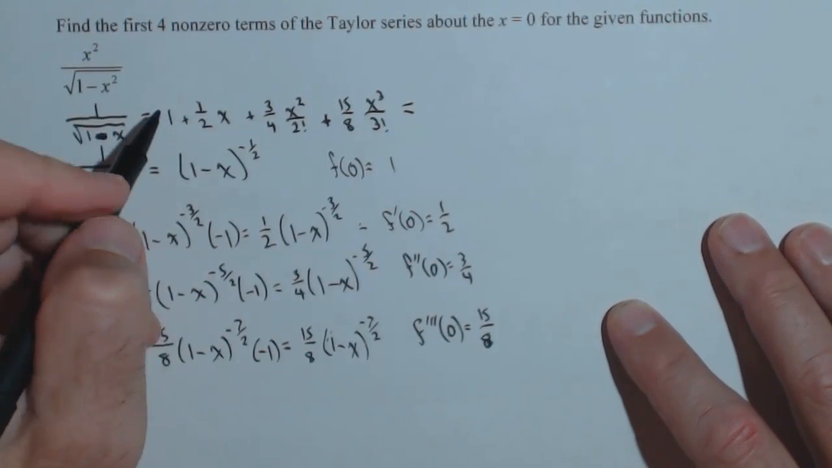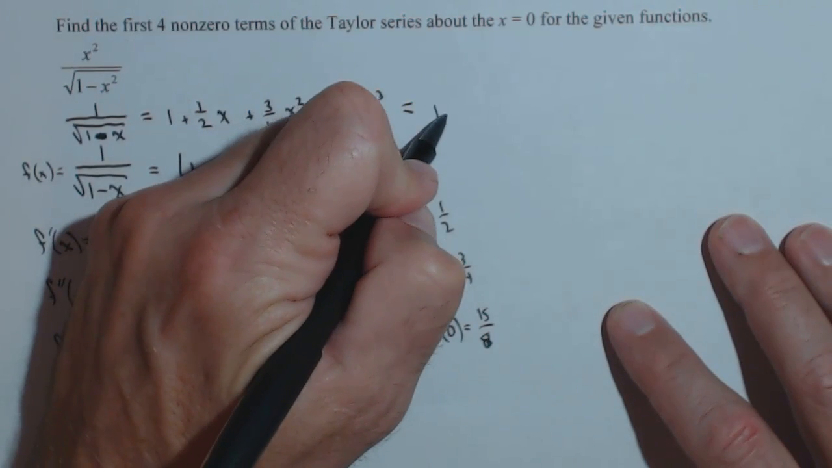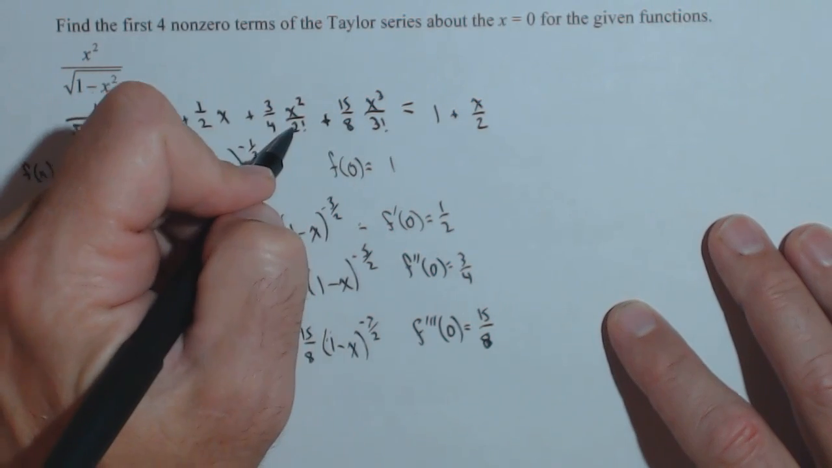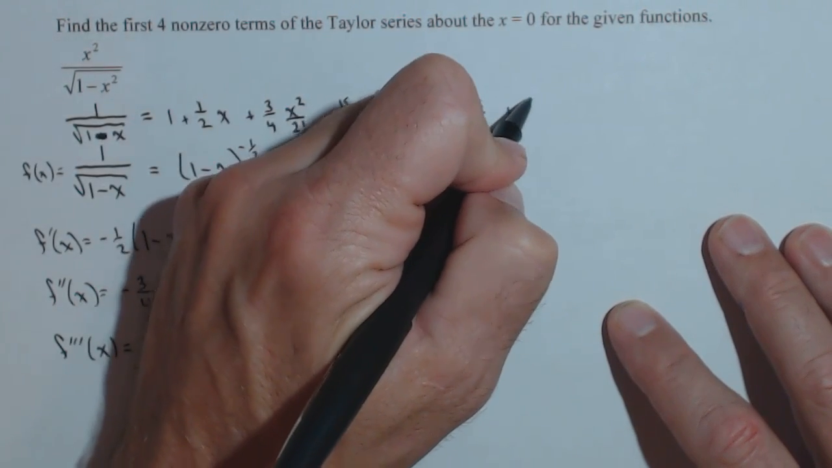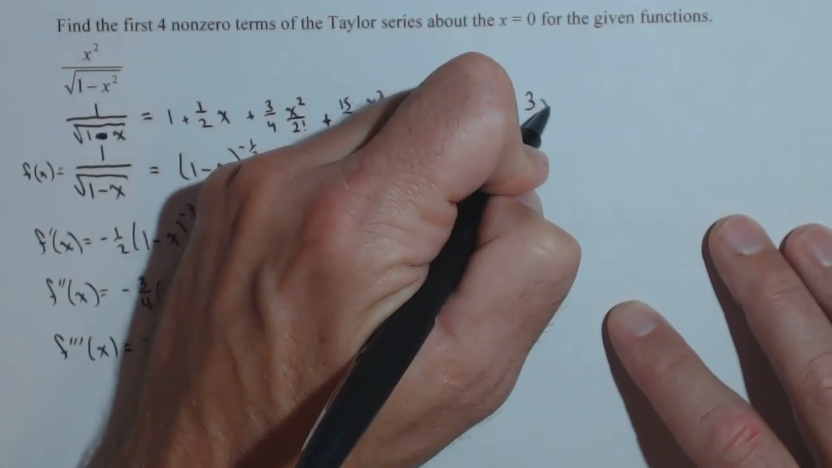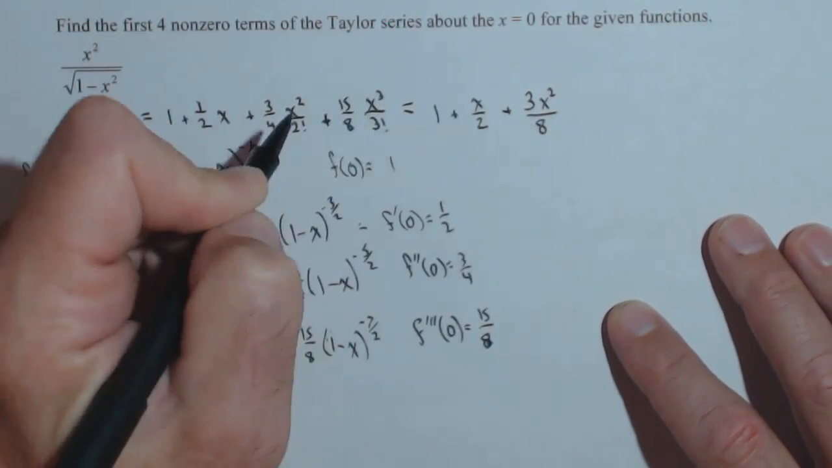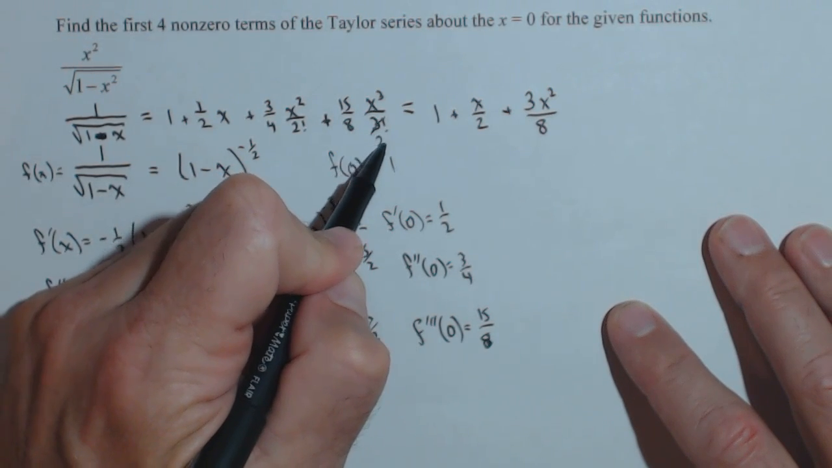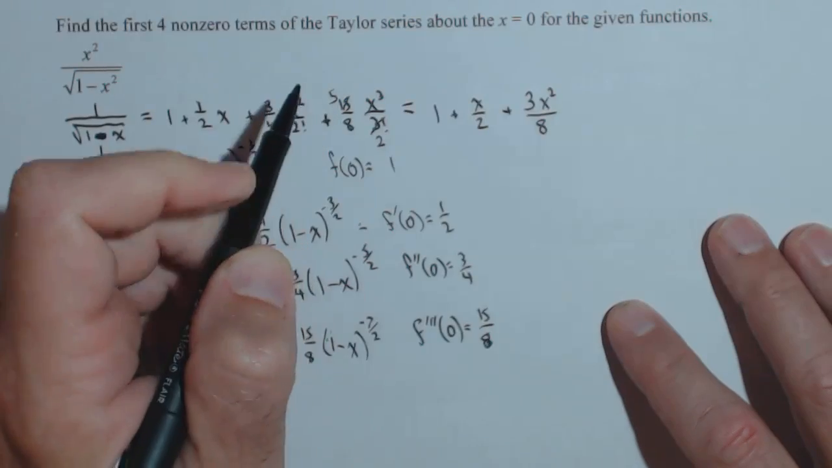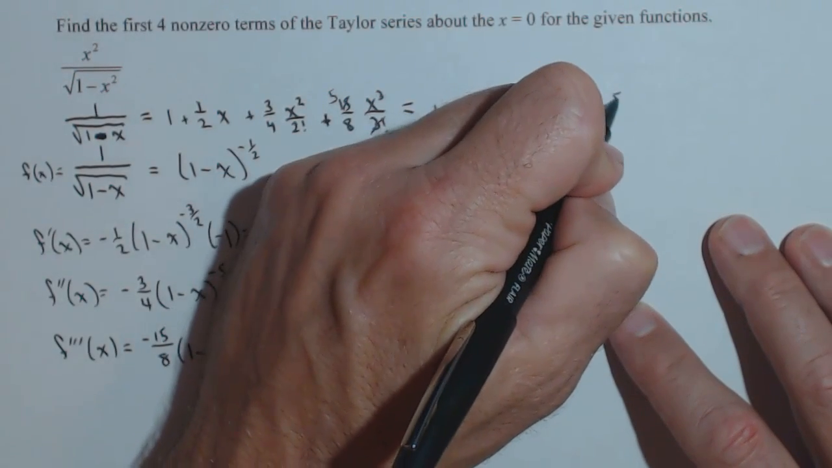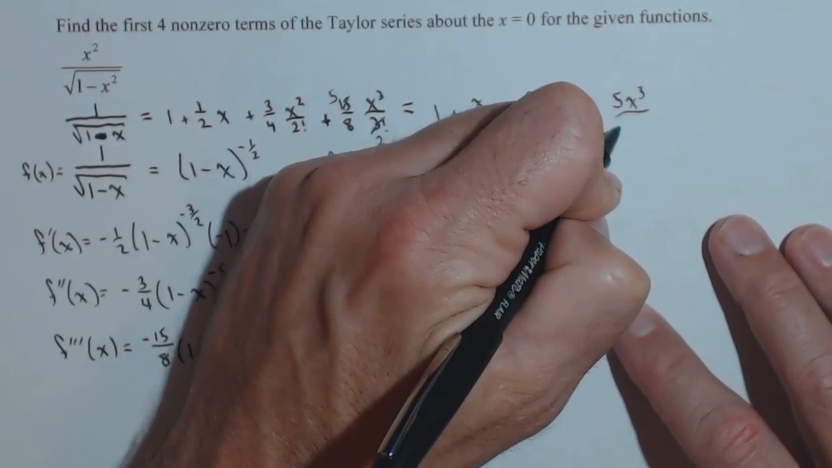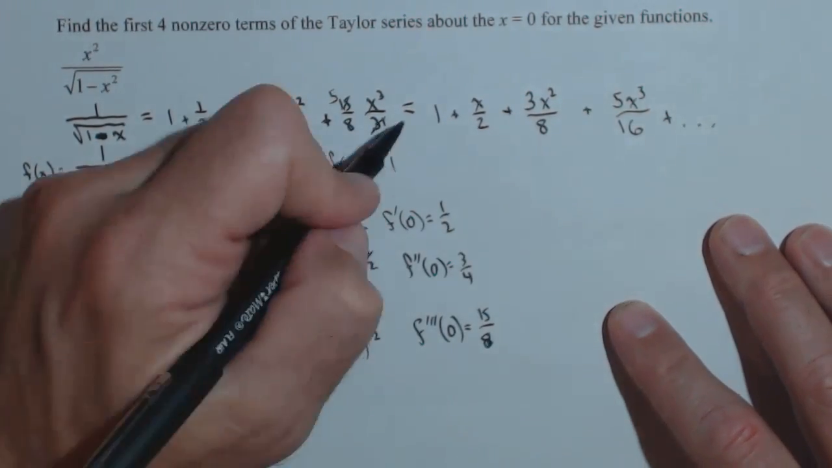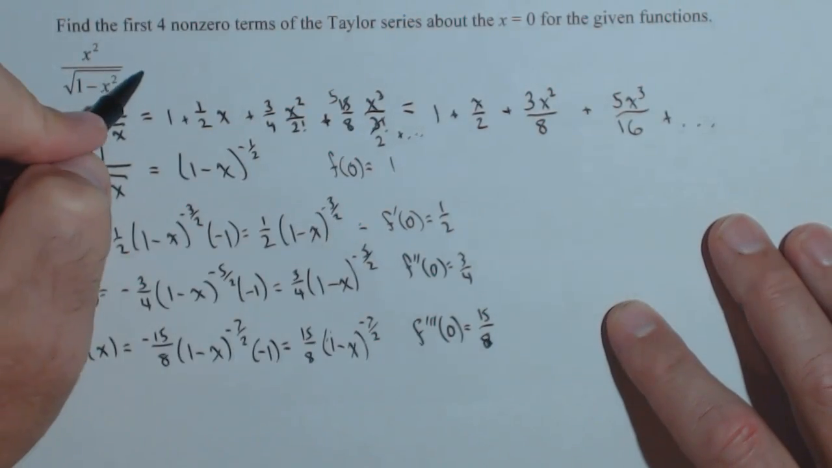Let's do one round of simplification so we don't have to do it in the next step. So 1 plus x over 2, then 4 times 2 is 8, so plus 3x squared over 8. Now we can do a little canceling: we can cancel out the 3, get left with a 2 there, and that becomes a 5. So plus 5x cubed over 16, and then some other terms. Probably should have the plus dot dot dot there.